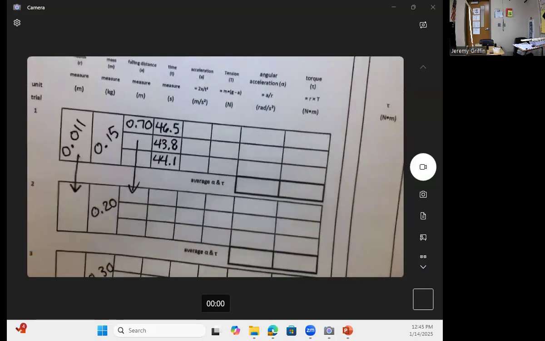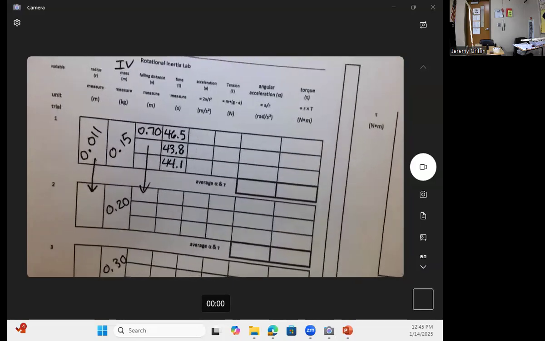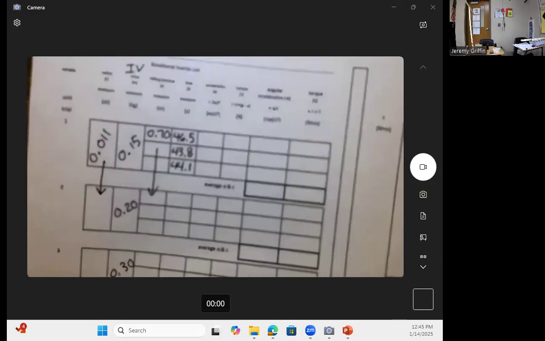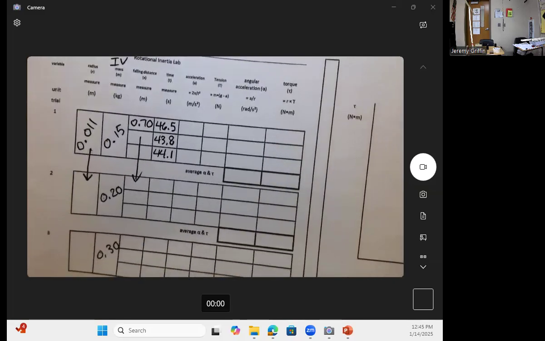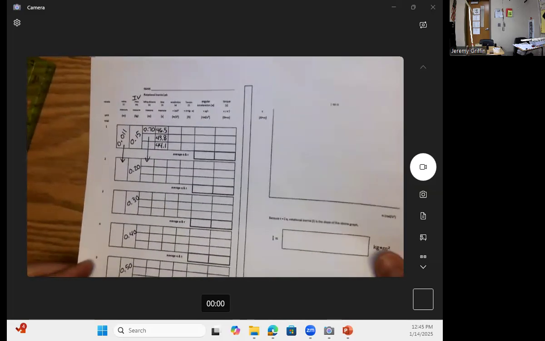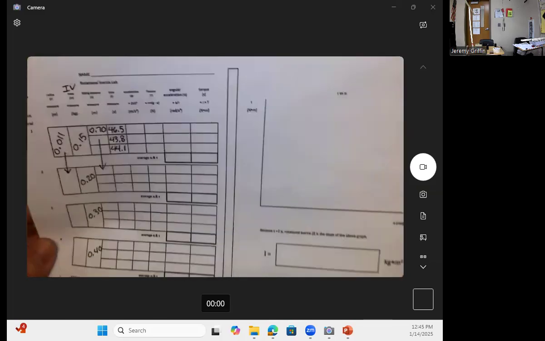So you guys got the times: 46.5, 43.8, 44.1. And again, we're going to make believe that there's 3 separate trials just to save a little bit of time. That's all the measurements we need. The rest of these are going to be calculations. I'll take you through the set of calculations for one of these rows, and then it'll be up to you to fill out the rest of all these tables.